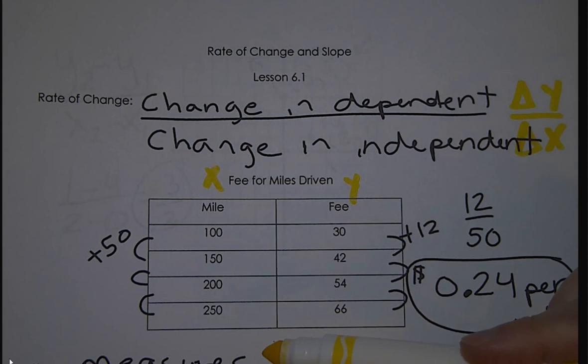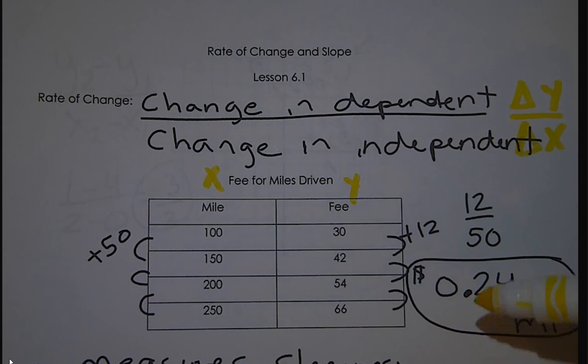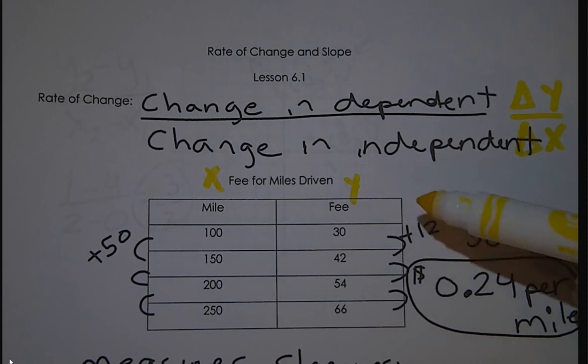So what is my rate of change, or how much is it per mile? Well, I would take my change in y, which was 12, and divide it by my change in x, which is 50. And 12 divided by 50 ends up being 24 cents per mile. So that is my rate of change. For every mile that I drive that rental car, I'm being charged 24 cents. So that's how we calculate rate of change when we're looking at a table: change in y divided by change in x.